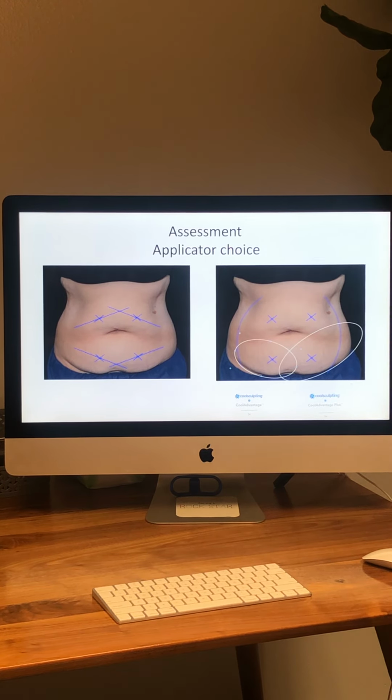I think if you look at that original photo, or the one on the left, you might think that this woman needed pluses, but we can definitely see in the photo on the right, if we used a plus applicator, we were going to go well outside of that oblique border, in fact, off her body, so the plus applicator was overkill and it was too large for her. So we were able to use the Cool Advantage core both on the lower abdomen and the upper abdomen.